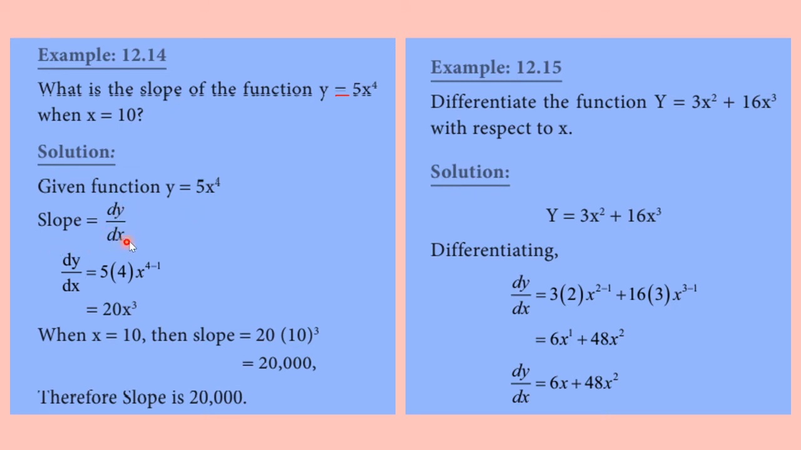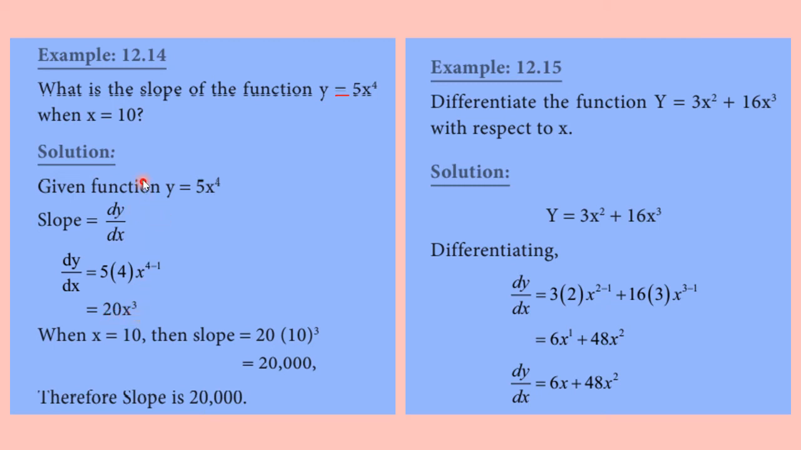So slope means differentiation. So dy by dx is equal to, how do you differentiate this? Bring the power to the front. What is the power here? 4. So bring the 4 to the front. 4 into 5, that is the first step, bringing the power to the front. Then what should you do? Subtract 1 from the given power. Whatever the power may be, you just subtract 1 from the power. So the answer will be 4 into 5, 20, x power of 4 minus 1 is 3. So the answer is 20x power 3.